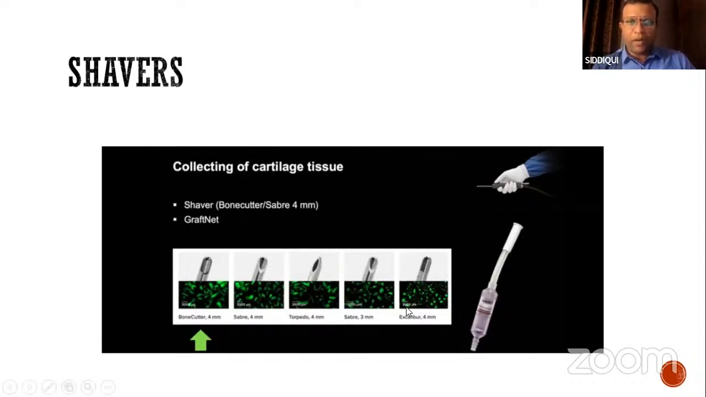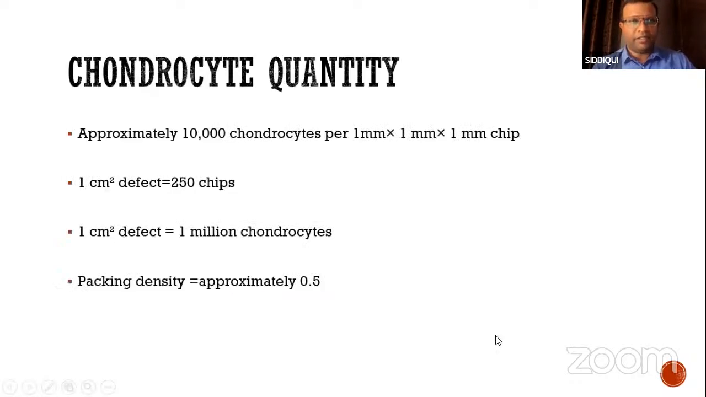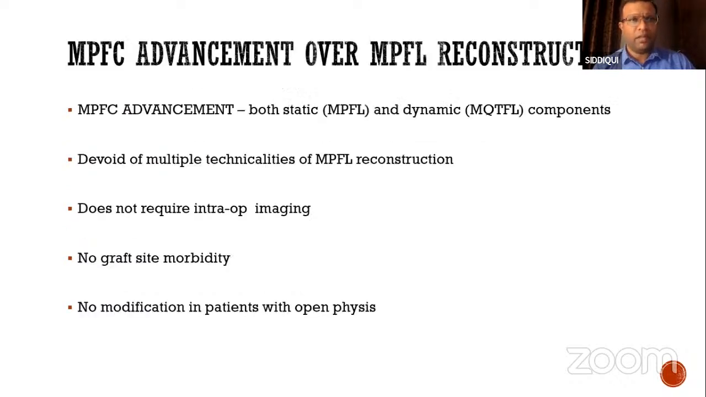Other shavers, like the torpedo or Excalibur, are soft tissue shavers. They are not advisable to harvest the cartilage. And this is the graft net device, which is used to collect the minced cartilage. Approximately 10,000 chondrocytes are there per cubic millimeter of a chip. 1 square centimeter of defect contains about 250 chips. That's approximately 1 million chondrocytes.